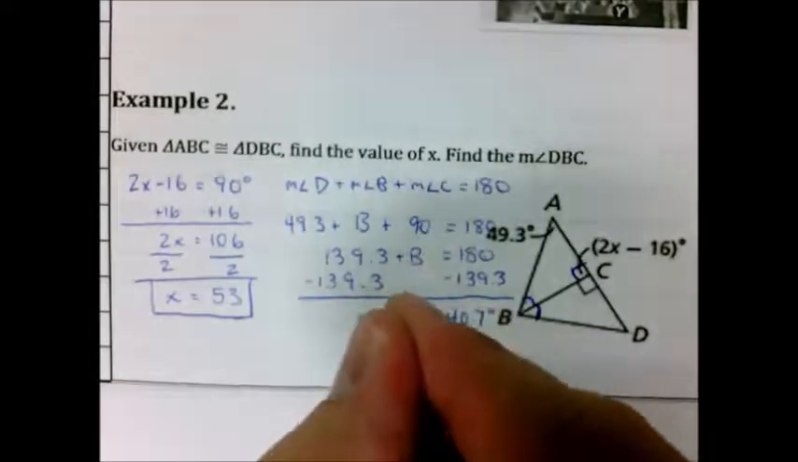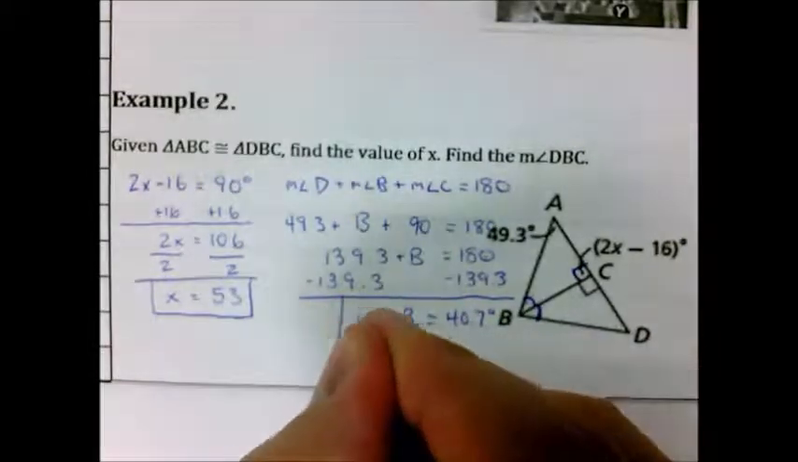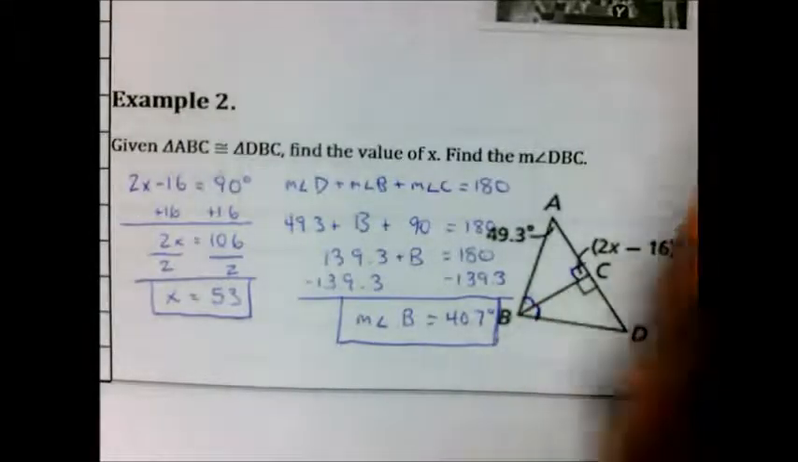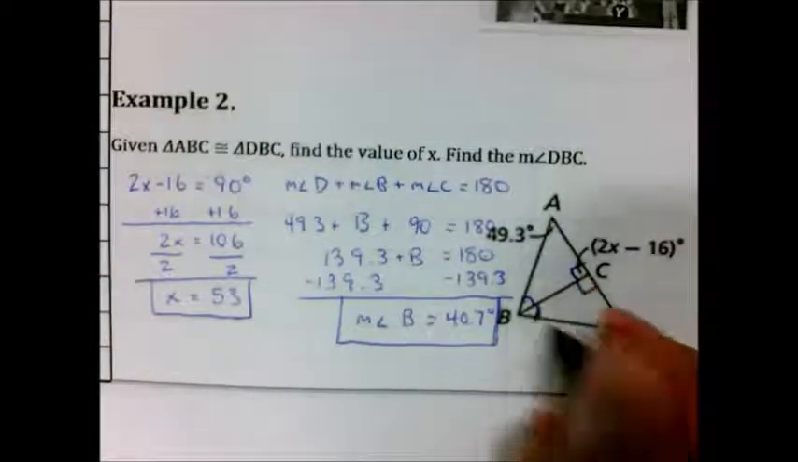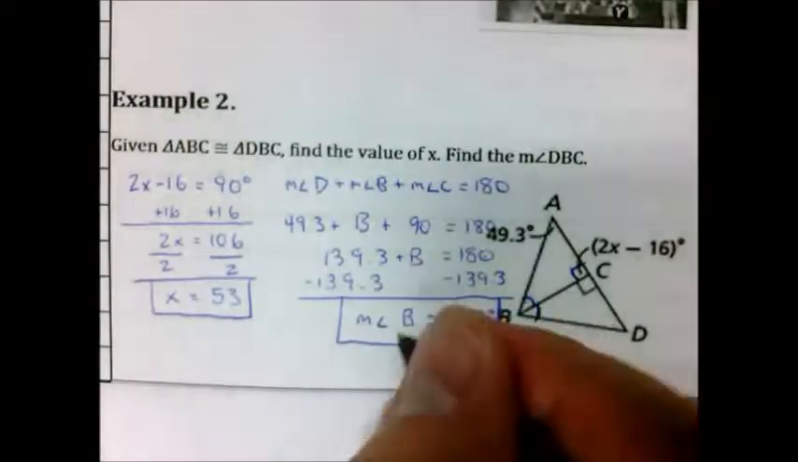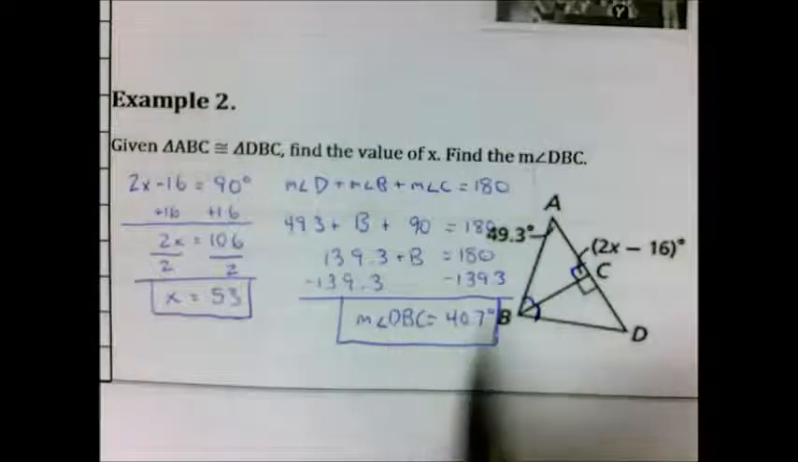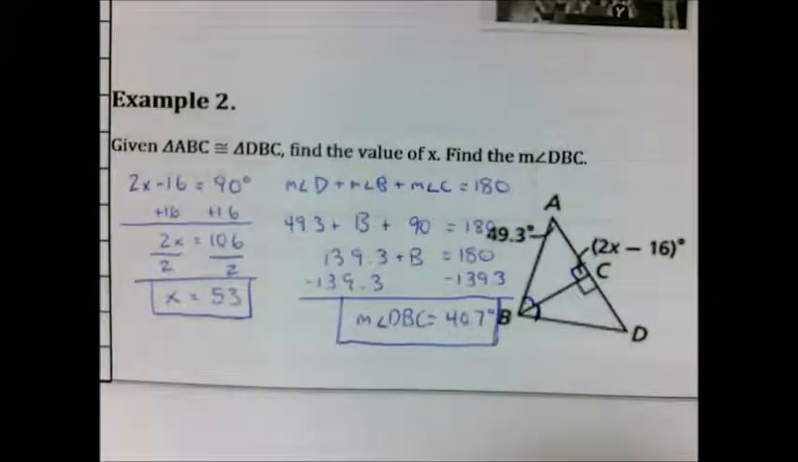So the measure of angle B, or the measure of angle DBC, it's the same exact thing. If we just identify that B, when I'm talking about B for this, that's the measure of angle DBC. We'll go ahead and throw in a DBC there though, is equal to 40.7 degrees. Okay, that's it for example 2. Let's do the last one.